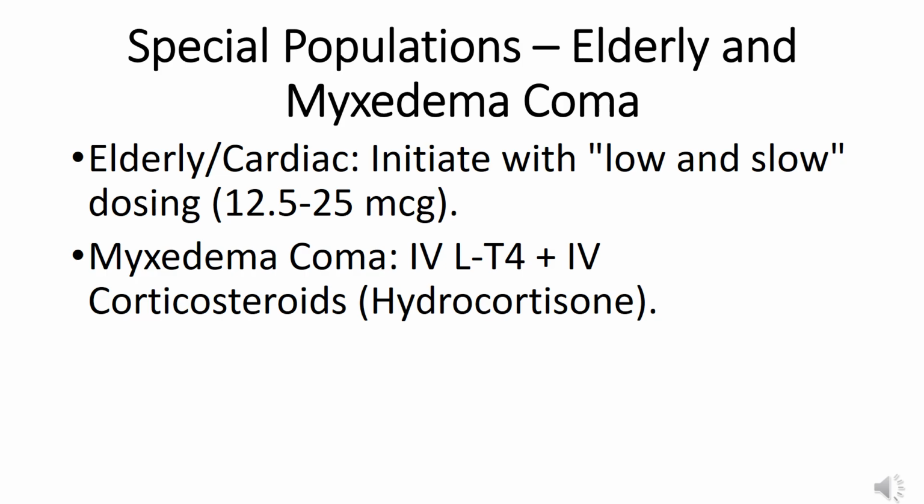To minimize these risks, clinicians follow a low and slow approach. Treatment is typically initiated with a very small levothyroxine dose, often between 12.5 and 25 micrograms daily. The dose is then increased gradually over time based on clinical response and laboratory monitoring. This cautious strategy allows the cardiovascular system to adapt safely to increasing thyroid hormone levels.